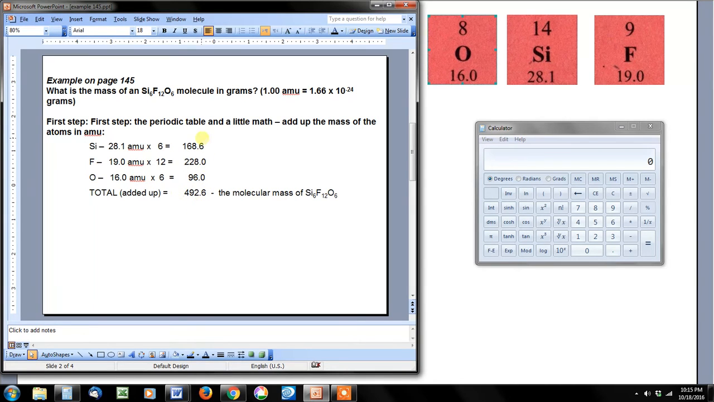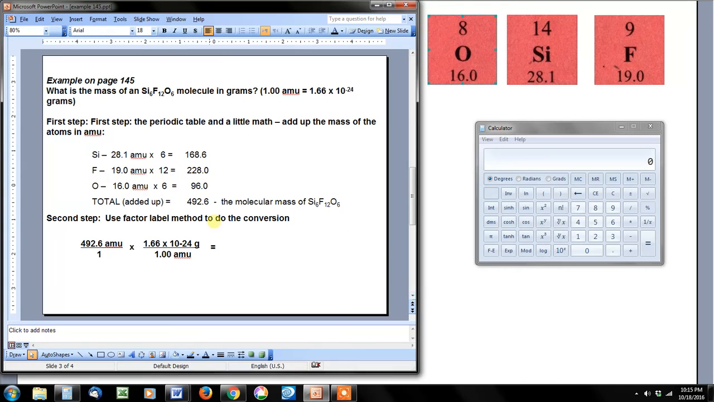We add all those up to get 492.6, which is the molecular mass of this compound. Hopefully you figured that out from class today. If you can't do that, you need to make sure you can work through that pretty easily. You'll have to do that a lot in the upcoming chapters. But let's move on to using the calculator.